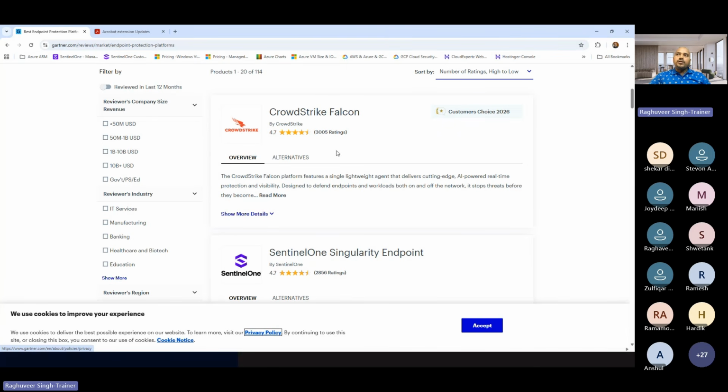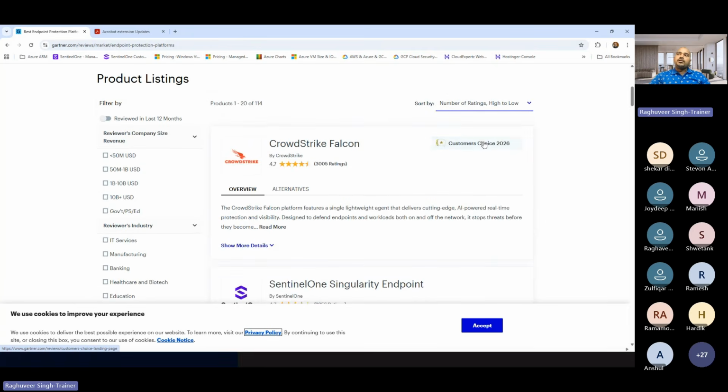CrowdStrike has been rated as the number one EDR solution by Gartner, not just this year, but for the last 5 years in a row. That's why CrowdStrike knowledge is very important, because it has great market value. When you put CrowdStrike knowledge in your resume, you will see recruiters approaching you for opportunities. So CrowdStrike is the number one solution, and it has also received the customer choice award for the current year.